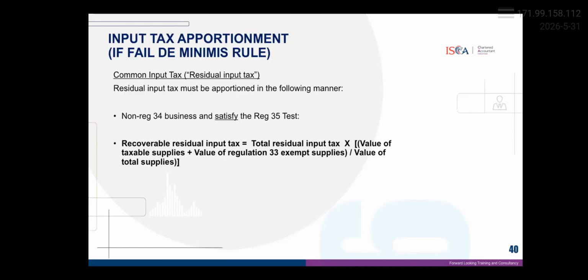because now your Reg 33 exempt supply is like a taxable supply. Find the total value, divide it by the value of the total supply, and multiply by the total residual input tax. That is your recoverable residual input tax, which means that you can claim that portion as input tax from the government.